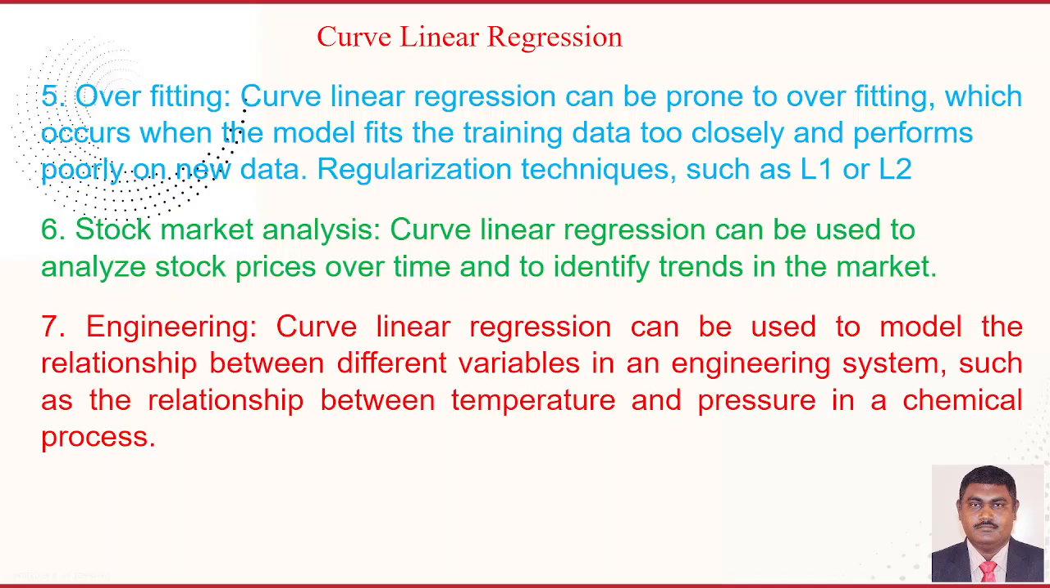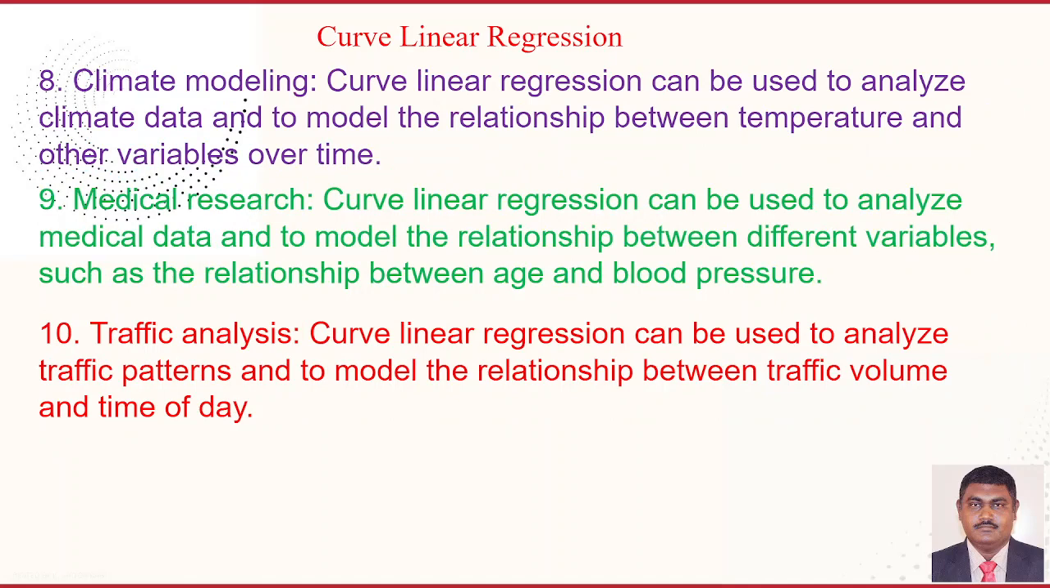Engineering. Curvilinear regression can be used to model the relationship between different variables in an engineering system, such as the relationship between temperature and pressure in a chemical process. There are a lot of examples we may cite in engineering. Climate modeling. Curvilinear regression can be used to analyze climate data and to model the relationship between temperature and other variables over time. Medical research. Curvilinear regression can be used to analyze medical data and to model the relationship between different variables, such as the relationship between age and blood pressure. Traffic analysis. Curvilinear regression can be used to analyze traffic patterns and to model the relationship between traffic volume and time of day.